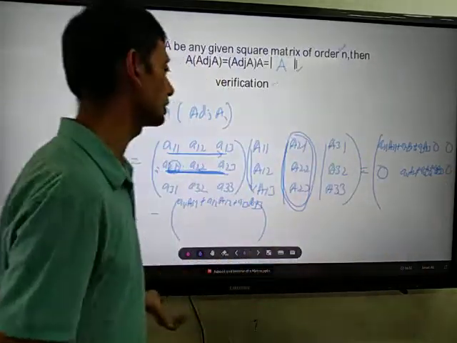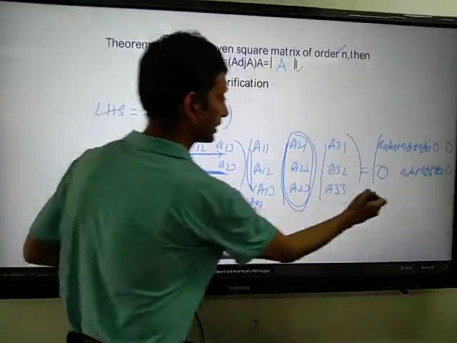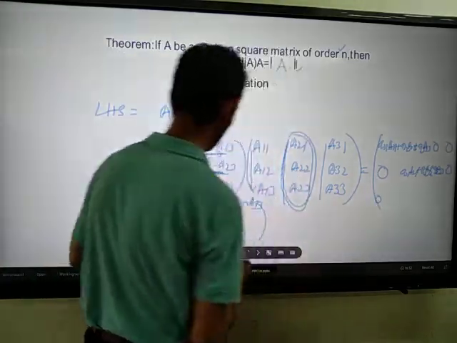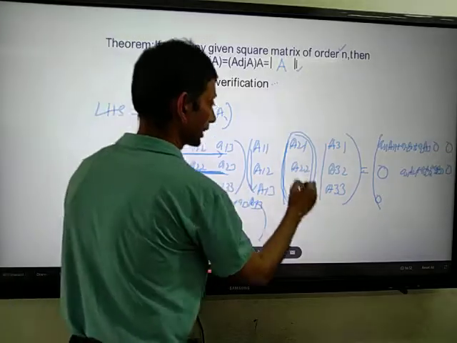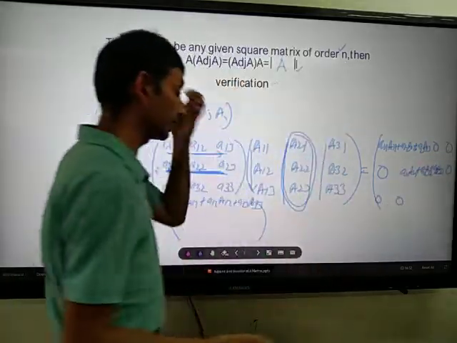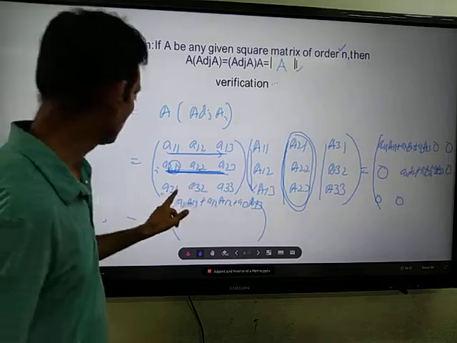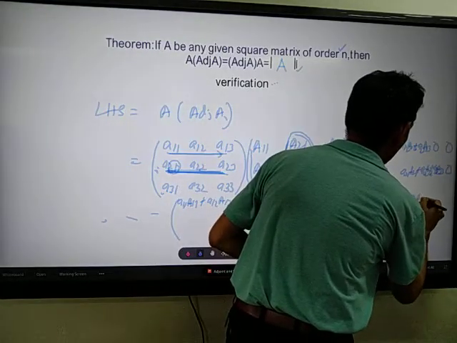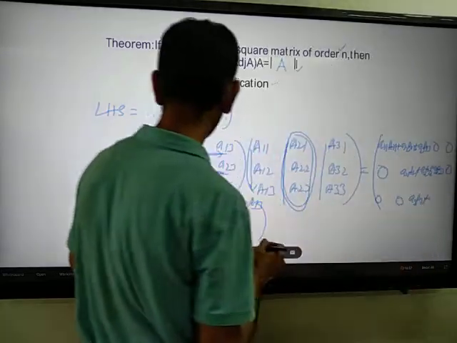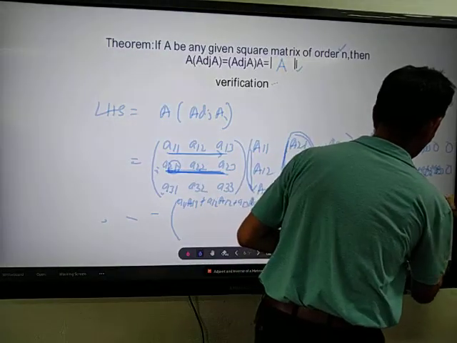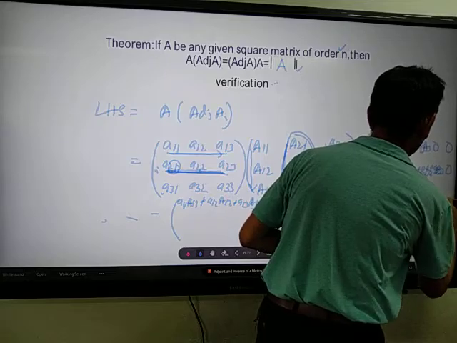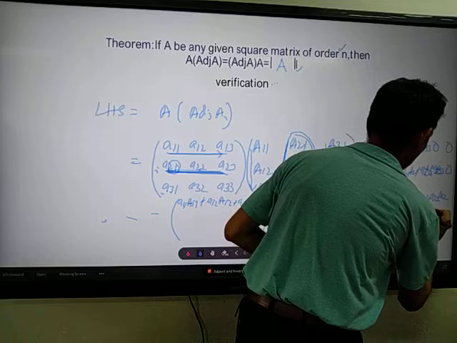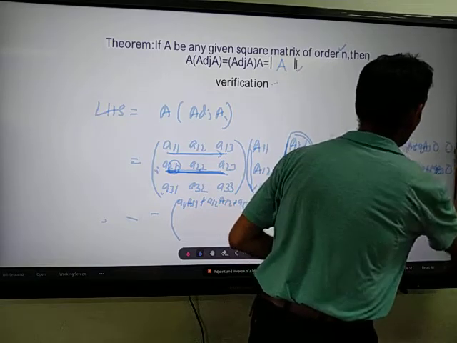Similarly, if you continue this process with the third row, to get this element, this is the third row with the first row cofactors: 0. Then this is the third row with the second row cofactors: 0. Then how do we get the last element? It will be A31 times A31, plus A32 times A32, plus A33 times A33.